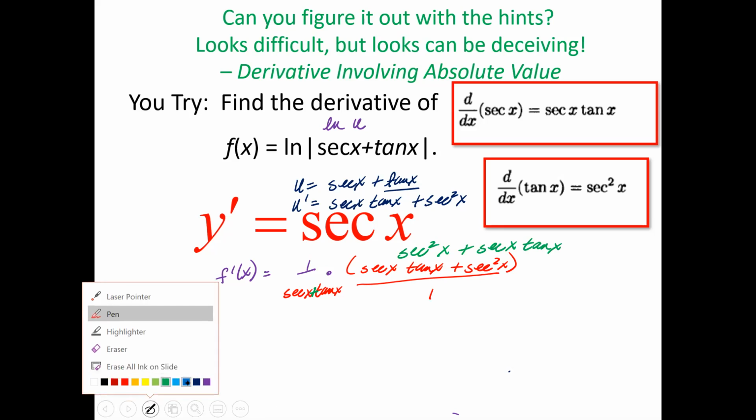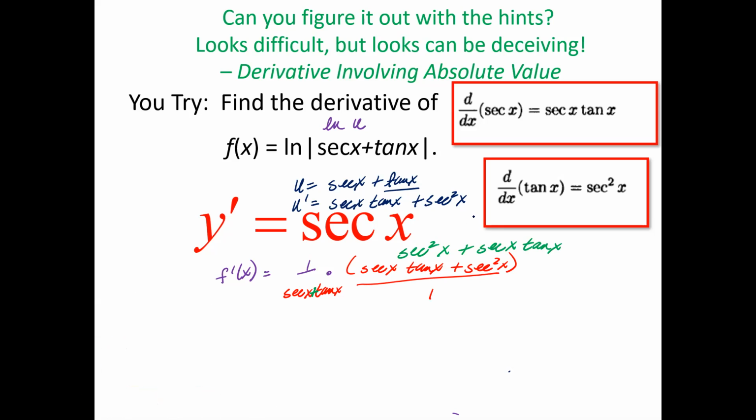So then I can factor this and go one step further to ensure that in order for me to get the secant x plus tangent x, I could factor out a secant x. So then as you look at this here, the secant x plus tangent x cancels. And then what you're left with is f prime of x is equal to just secant x. And that is your answer.